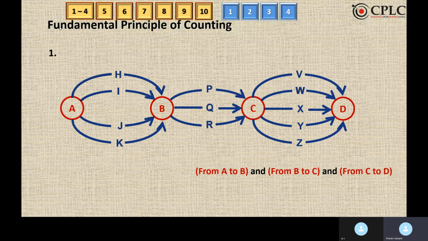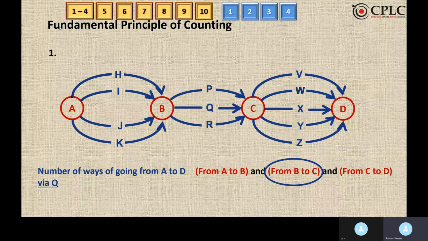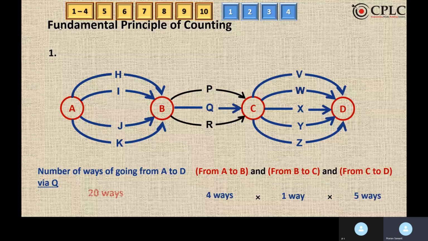Now the question says number of ways of going from A to D via only Q. So this means we just have to use Q to go from B to C. So A to B there would be 4, from B to C only 1, and from C to D 5. So 4 into 1 into 5, that's 20. So 20 is the answer to the first question.